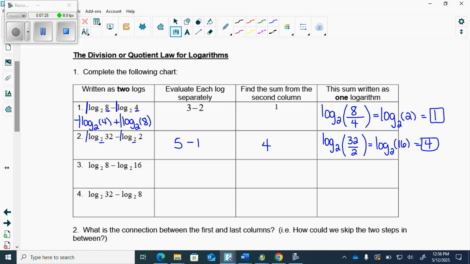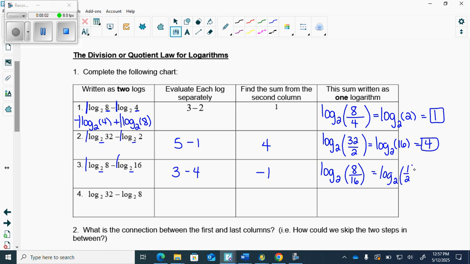Then this one we'd have 2 to what power is 8? 3, minus 2 to what power is 16? 4. So we get negative 1. And so this has a plus 1 in front, minus 1 in front, base 2, base 2. So we get log base 2 of 8 divided by 16. Because 8 goes in the numerator with a plus 1 in front, and 16 goes in the denominator because of that minus 1. It makes a difference, whether it has a minus 1 or a plus 1 in front. And then this will get you log base 2 of a half.